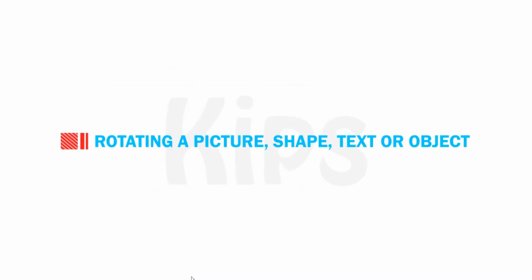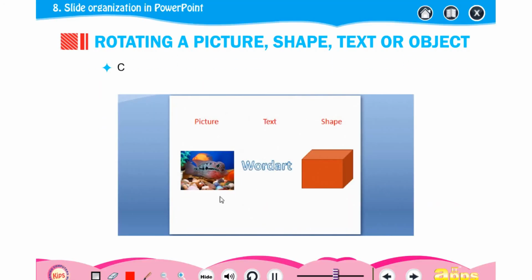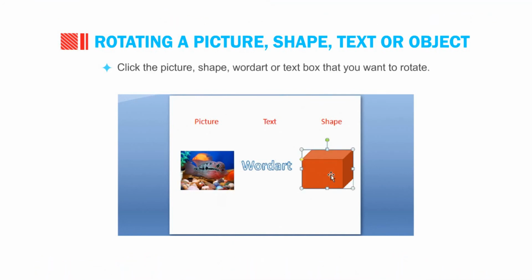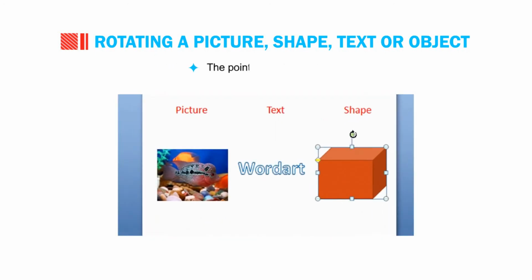Let us now learn how to rotate a picture, shape, text or object. Click the picture, shape, word art or text box that you want to rotate. Bring the pointer over the rotation handle. The pointer will change to brackets. Drag the mouse in the direction you want to rotate the shape.